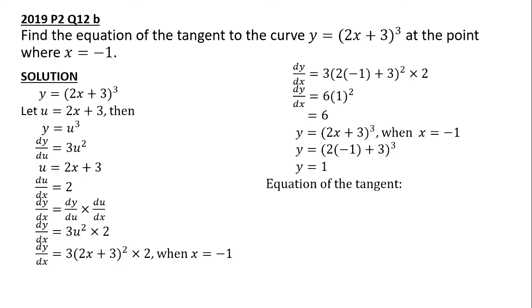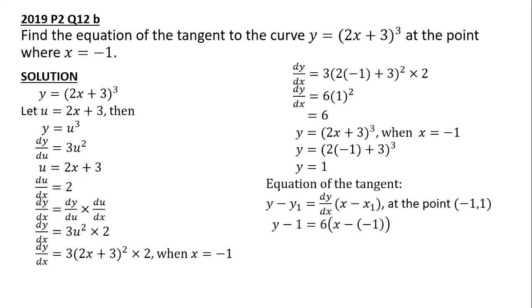We are going to say the equation of the tangent is the same as y minus y1 equal to dy dx, open your bracket, x minus x1. Where there's y1, we'll replace our positive 1. Where there's our dy dx, which is the gradient, we'll replace our 6. And where there's our x1, we'll replace our negative 1. It will look like that.